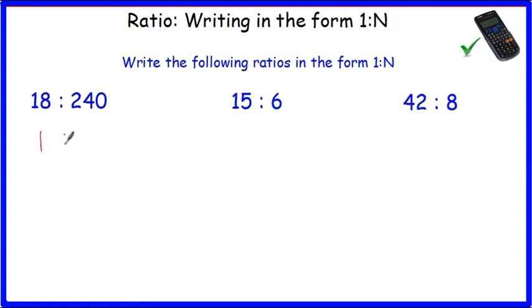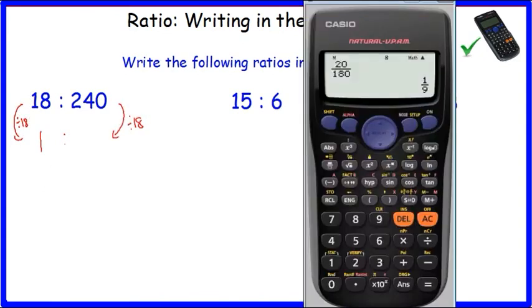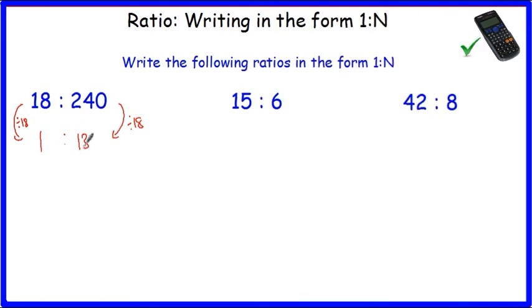Now, how do I get from 18 to 1? I divide it by 18. So I'm going to divide that by 18 also. That is 13.3 recurring. So it's as simple as that. Write them down in that form.